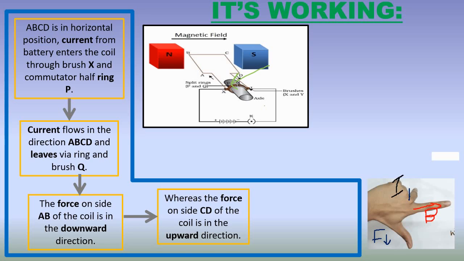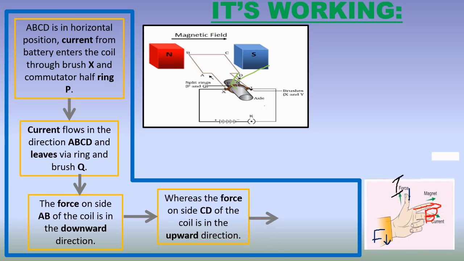Why? Because the current is in the forward direction and the magnetic field is perpendicular to the current, that is horizontal. So the direction of the force will be in the downward direction, right? And this is given by Fleming's left hand rule. So the force on the side AB, that is the armature coil AB, will be in the downward direction. So AB will be pushed down. The side of the armature coil, that is AB, will be pushed down since the force on AB is in the downward direction.